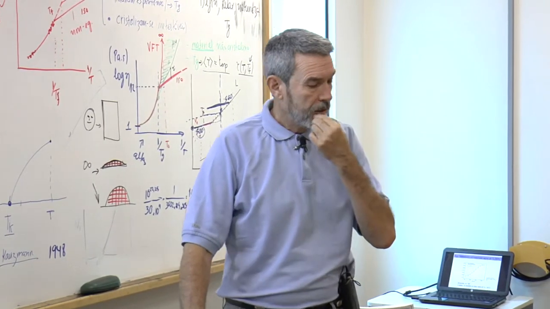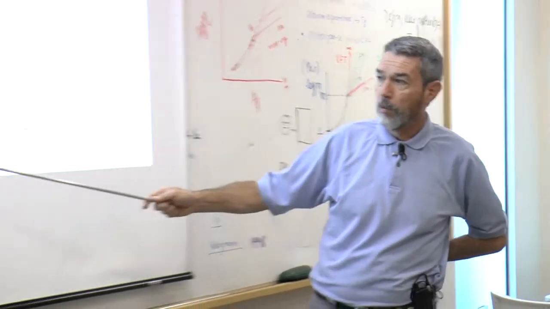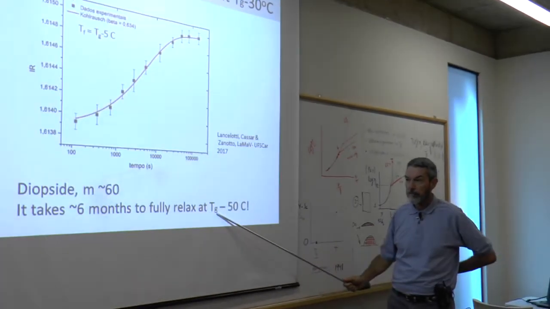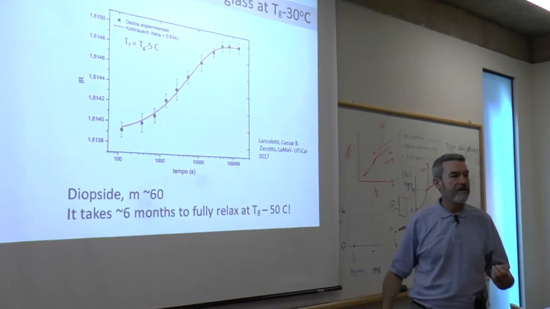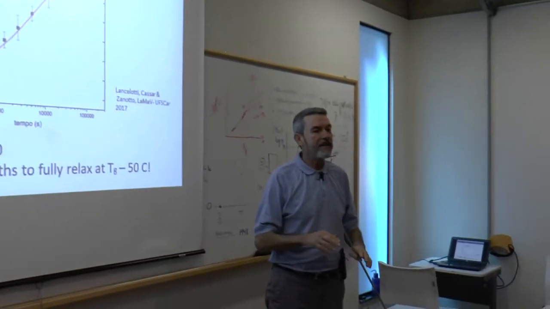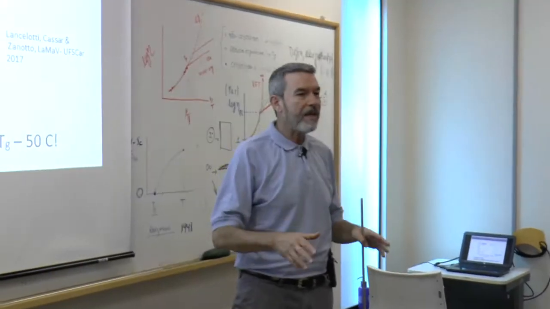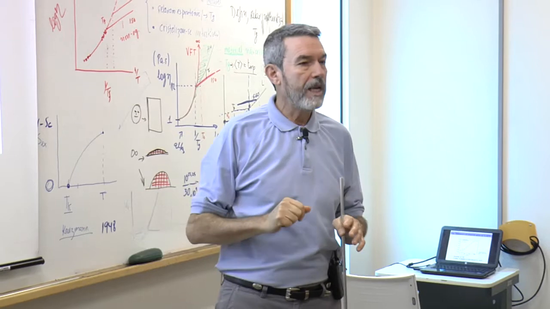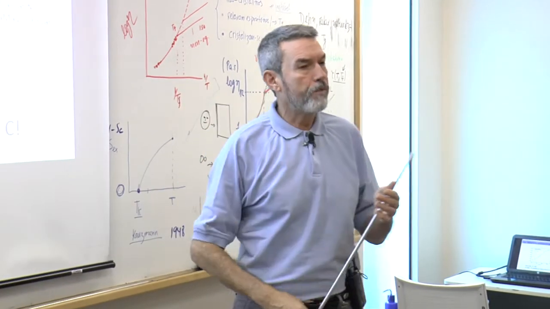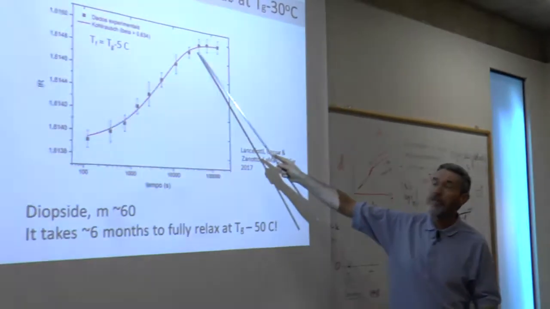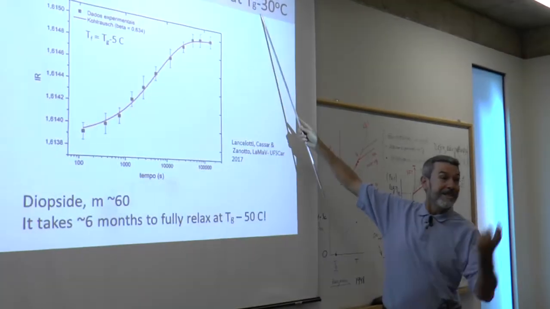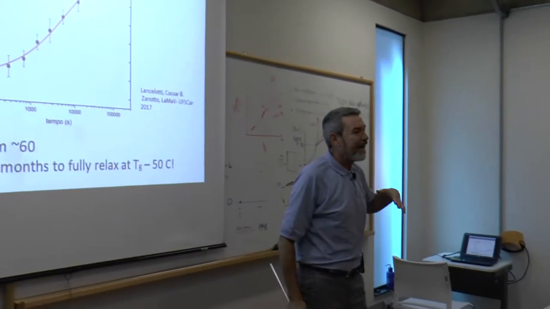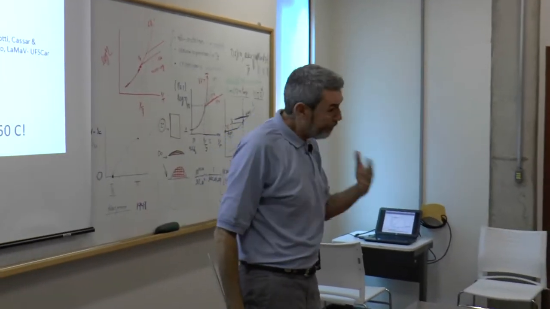Now, another postdoc of ours worked with the same material at 50 degrees below TG. It took 6 months to relax, but it did. In 6 months, the glass, I don't have the curve here to show you, but it took 6 months to relax. So it's a highly exponential process because it took 10 hours at 30 degrees below TG, 6 months at 50 degrees below TG. It's highly exponential, but it relaxes.